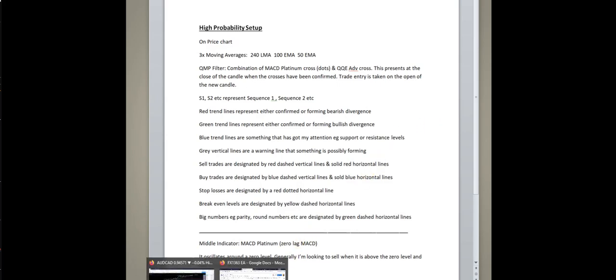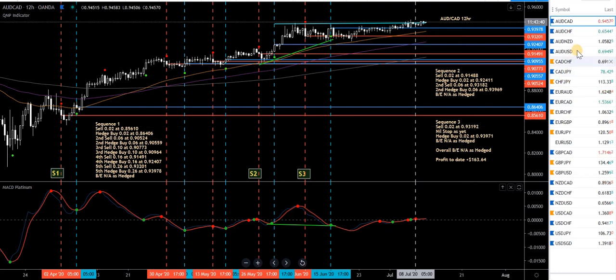All my analysis is done on TradingView, my 12-hour trades. It's my watch list on the right, all the pairs I'm trading. Highlighted in blue means I've got trades on. Yellow means I'm going to discuss it. Something's happened today, so I'll discuss it in a little bit more depth in the video. And no highlight, no trades.